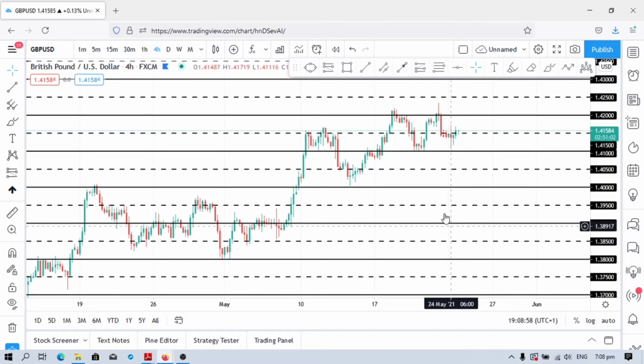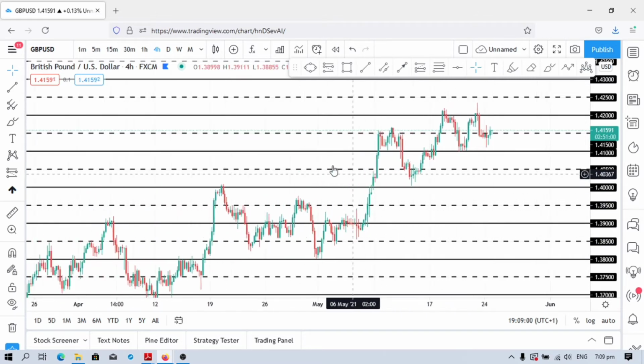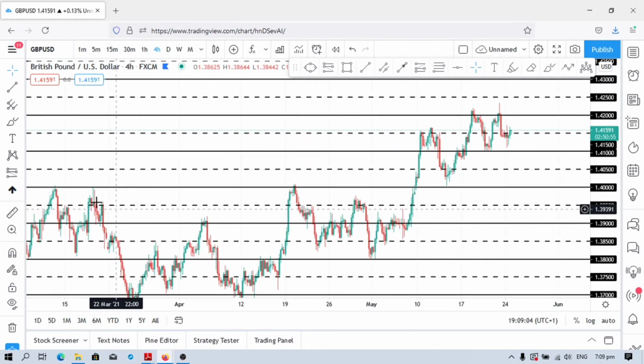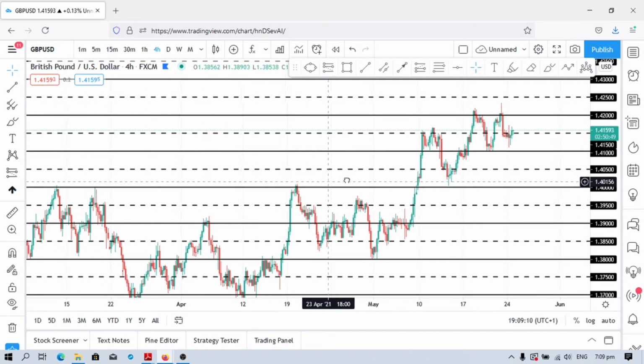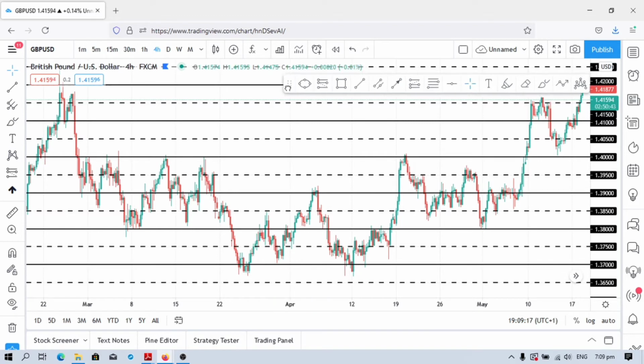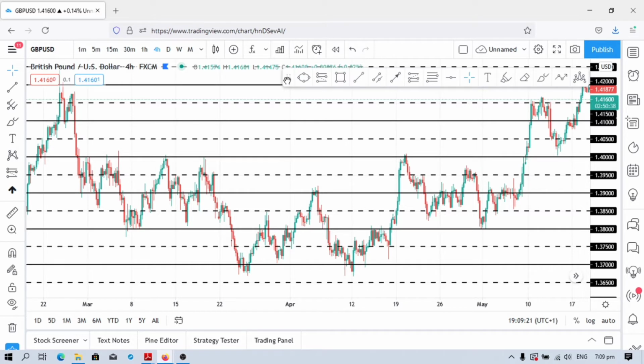So I'll quickly show you, like I showed you earlier, the psychological levels. As you can see, anytime price gets to this level, it respects it, gets here, respects it, here as well, and here. So what I'm going to do now is backtest this strategy together, and I'll backtest it on the 1 hour time frame. Currently we're on the 4 hour time frame, but I'll use the 1 hour time frame to backtest this strategy.